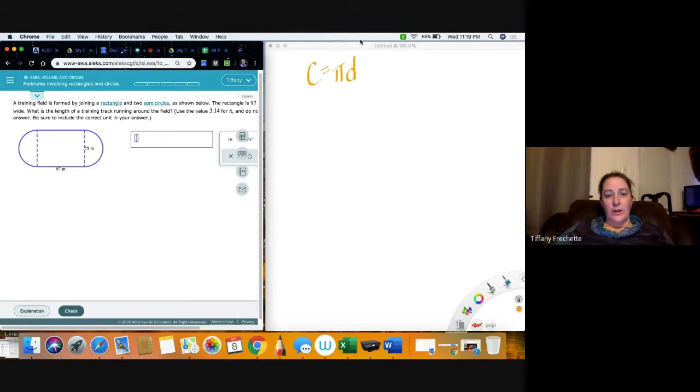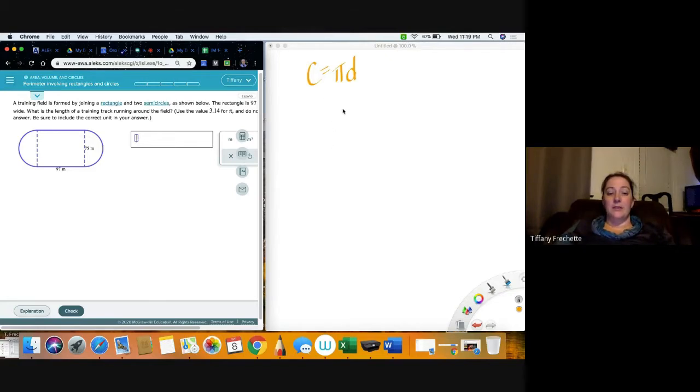So we already know we can find the circumference of a circle with pi times diameter. We have this rectangle in the middle here, and we know that the length is 97 and the height is 75. So we also know the diameter of the circle is 75. Now if I take this rectangle out and I smush those 2 semicircles together, I'll get a full circle. So I have a half circle, half circle. If I smush them together, I get a full circle. So I don't have to divide by 2 on this one.